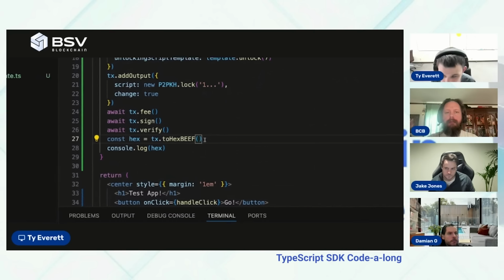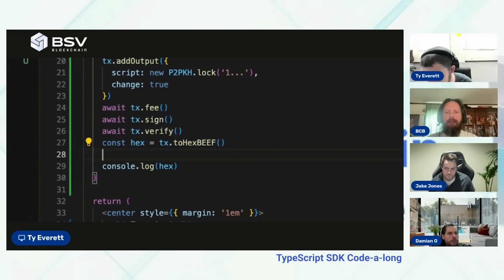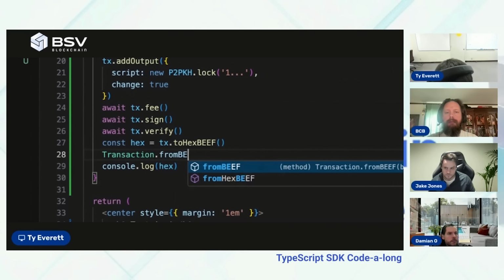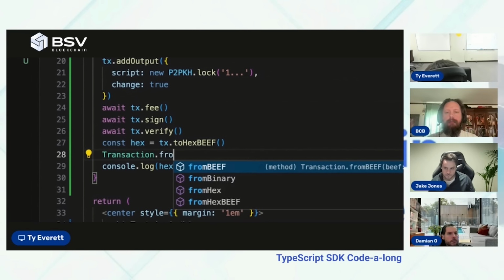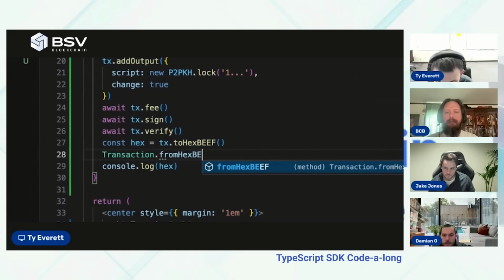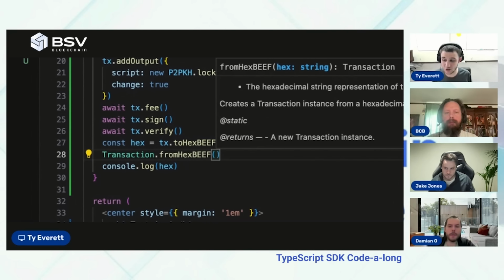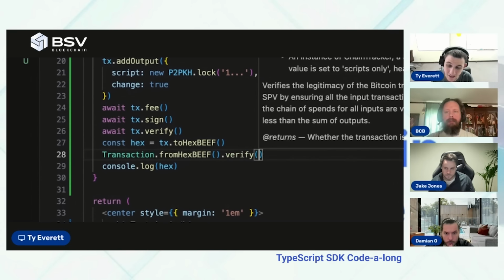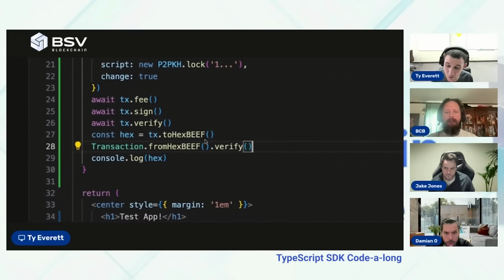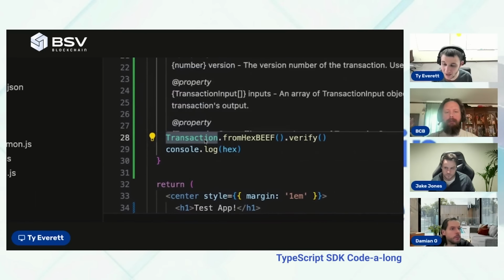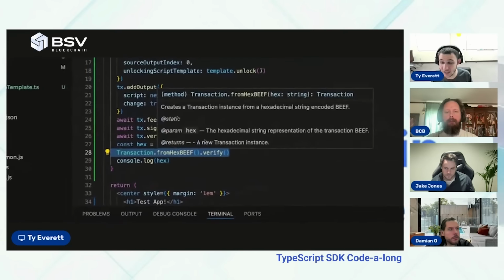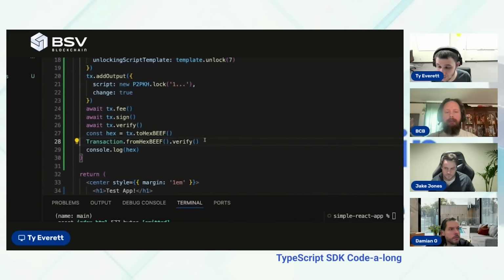So you can go to BEEF, but you can also say transaction dot from hex BEEF even. And so you can make a new transaction out of some transaction which you receive from somebody, and then you could say dot verify, and that way you know that it's legitimate, right? So you could just get that verification back after you receive the fully SPV-compliant data structure from your peer.